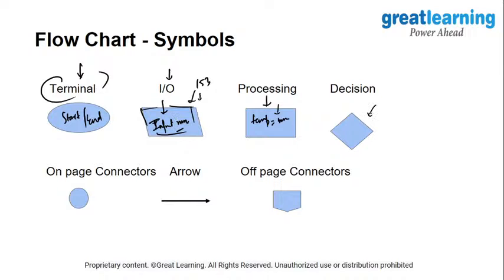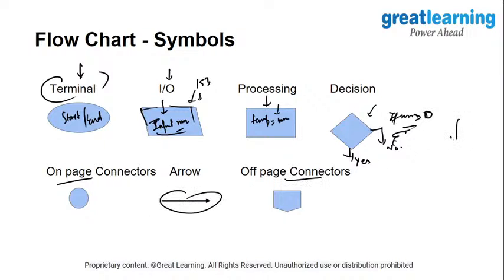Now the decisions: if our number is greater than 0, then go ahead and do something. It will always have two cases, a yes and a no. If it's true, then what happens? If it's false, then what happens? Then there are two connectors, the on page connector and the off page connector, and then we have arrow symbols to show the flow.